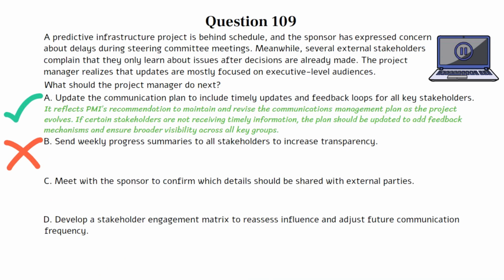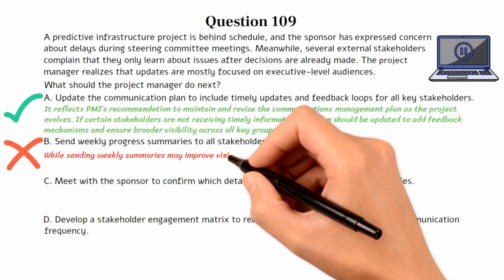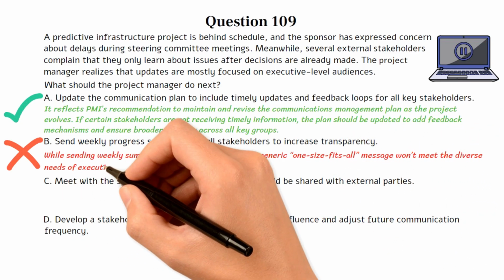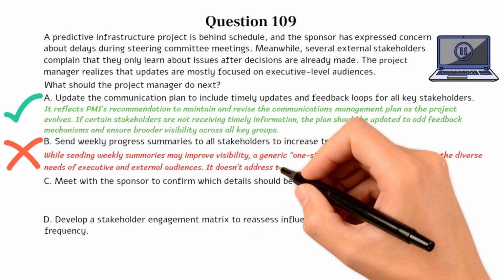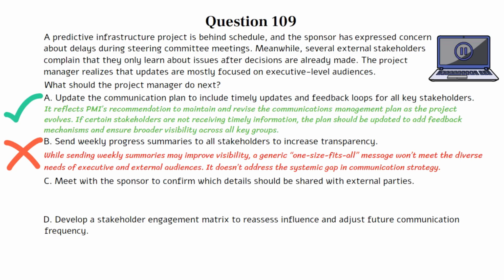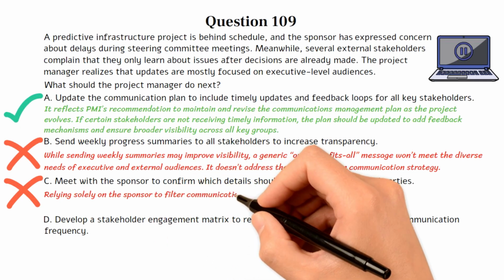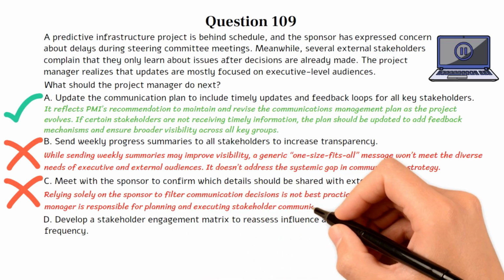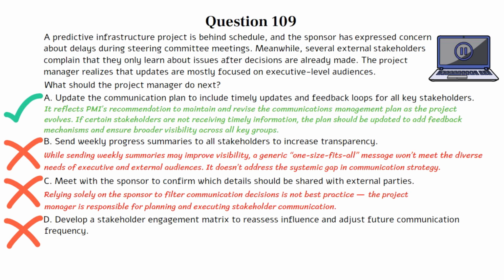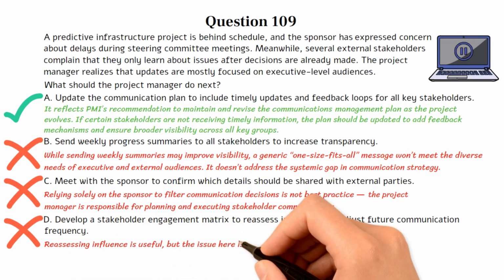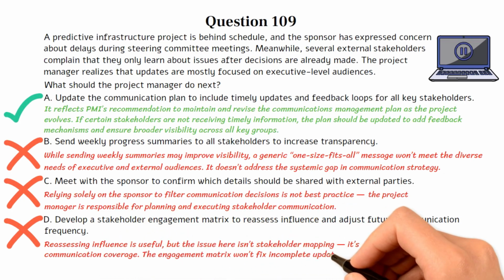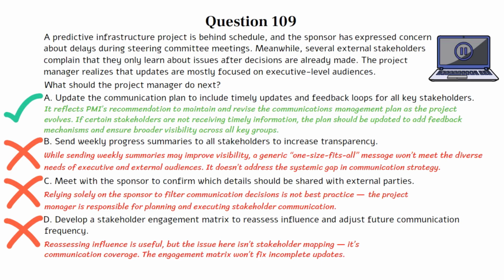Choice B is incorrect. While sending weekly summaries may improve visibility, a generic one-size-fits-all message won't meet the diverse needs of executive and external audiences. It doesn't address the systemic gap in communication strategy. Choice C is incorrect. Relying solely on the sponsor to filter communication decisions is not best practice. The project manager is responsible for planning and executing stakeholder communication. Choice D is incorrect. Reassessing influence is useful, but the issue here isn't stakeholder mapping, it's communication coverage. The engagement matrix won't fix incomplete updates. Let's move on to the next question if you're ready.